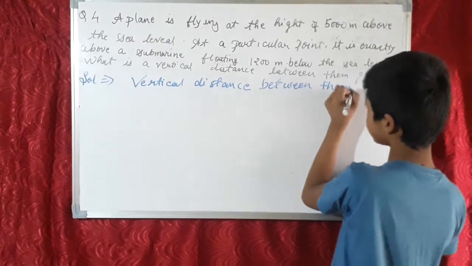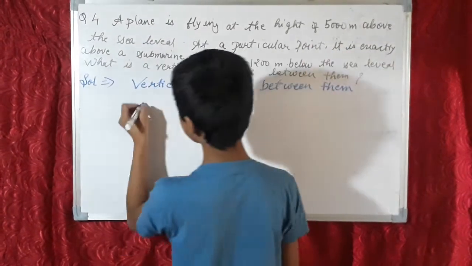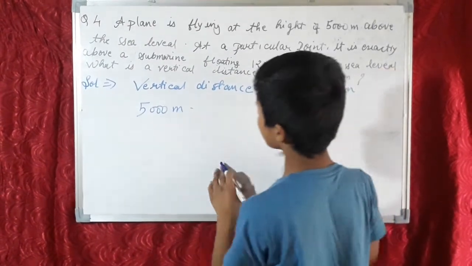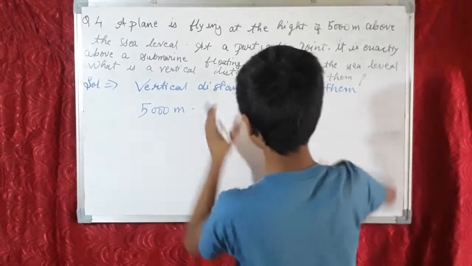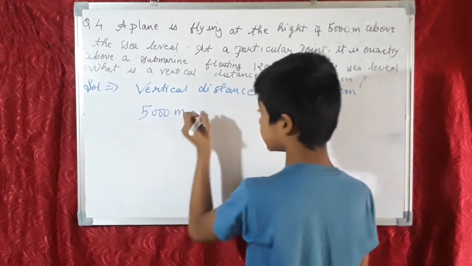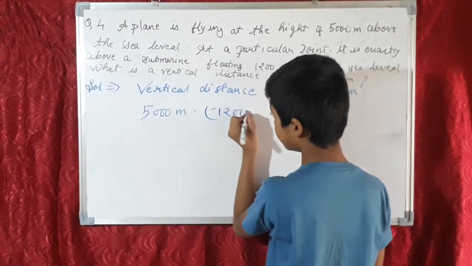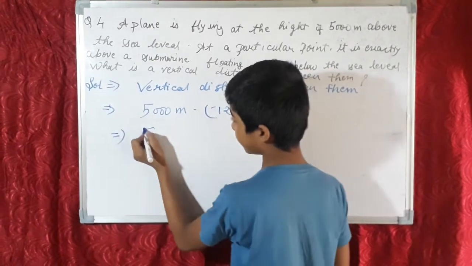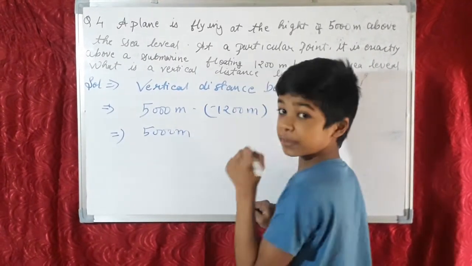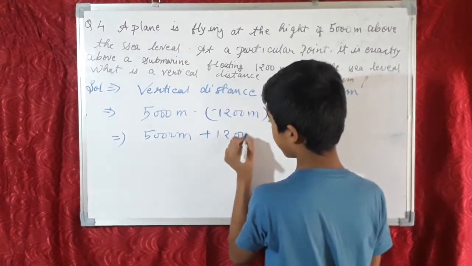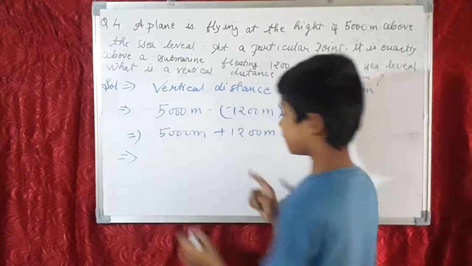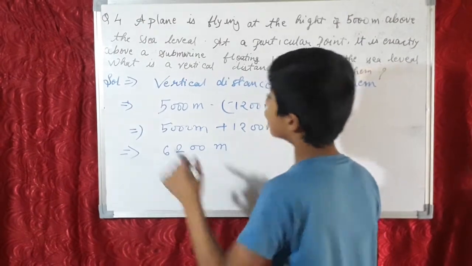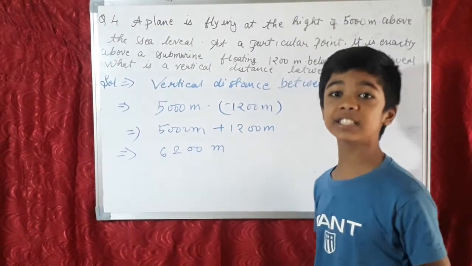Okay. So it is asking distance. So it is 5,000 meters above. So we write here 5,000 meters above. Then we will put here a minus sign, because it's asking a difference. Distance means up to down. It is a difference. It is minus 1,200 meters. Then when we open the bracket, 5,000 meters minus minus becomes plus 1,200 meters. When 5,000 and 1,200 are added, it will come 6,200 meters. So the vertical distance between them is 6,200 meters.